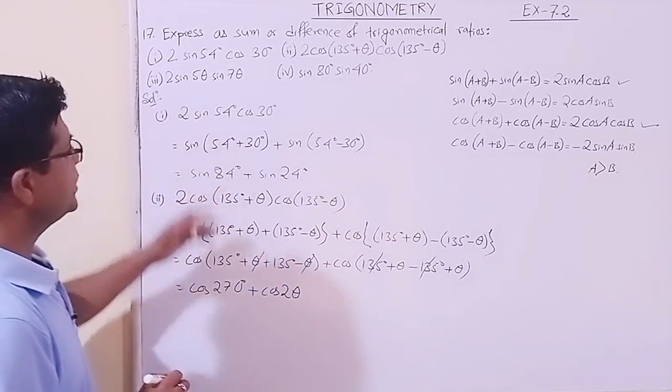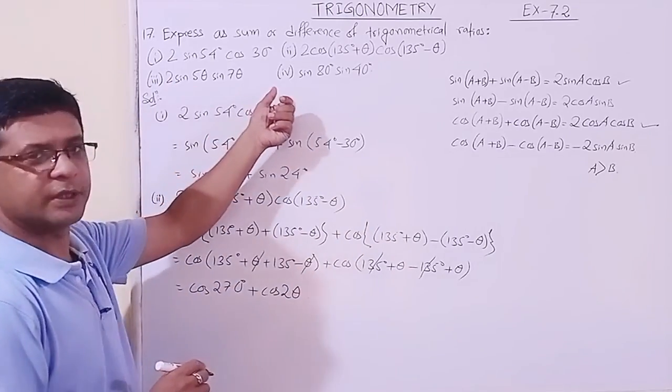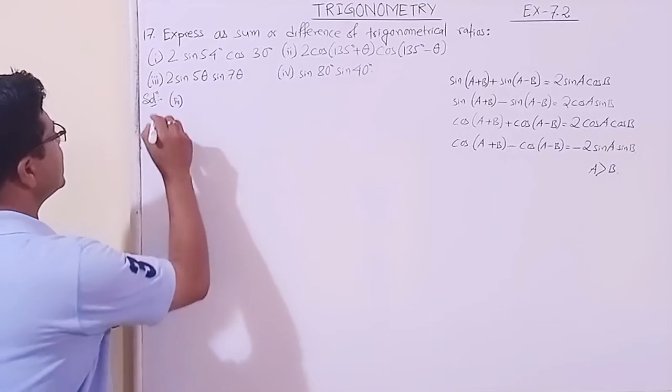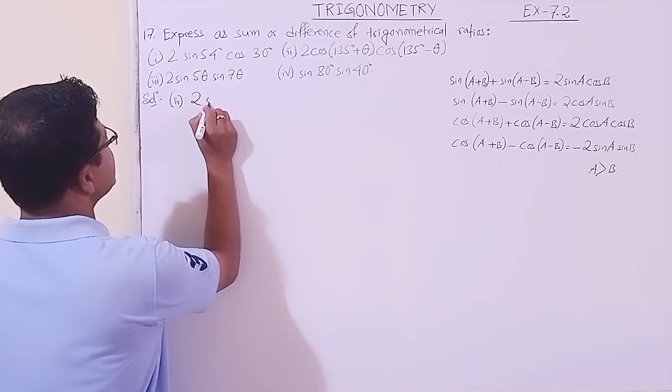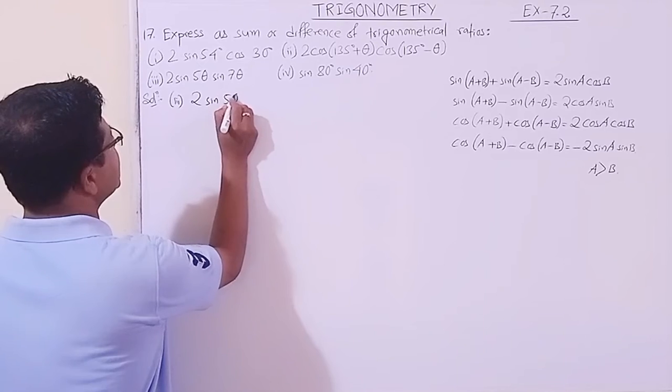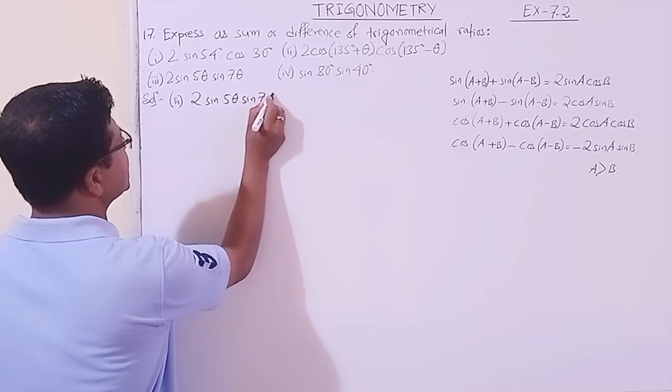Now we will move on to solve question number 3 and 4. Now my beloved students, we have taken number 3. Let us write the question. It is twice sine 5 theta, then sine 7 theta.